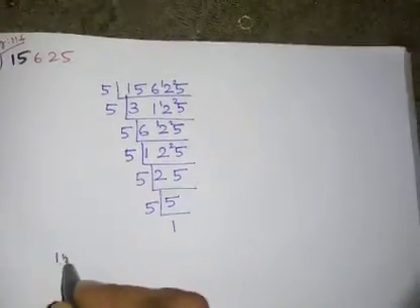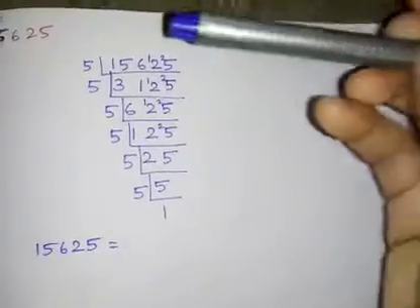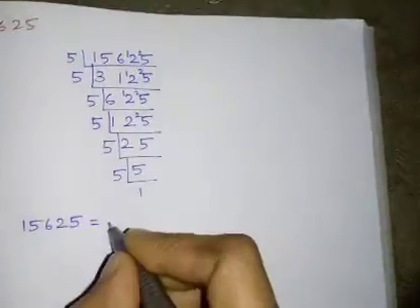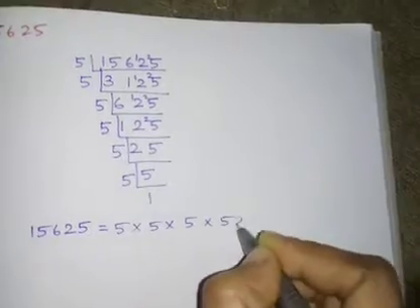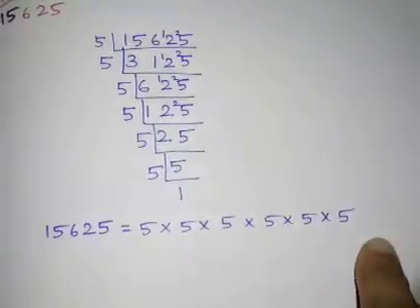So this 15,625 can be written as how many 5s, children? 1 2 3 4 5 6. 5 into 5 into 5 into 5 into 5 into 5. So I have written this number like this.